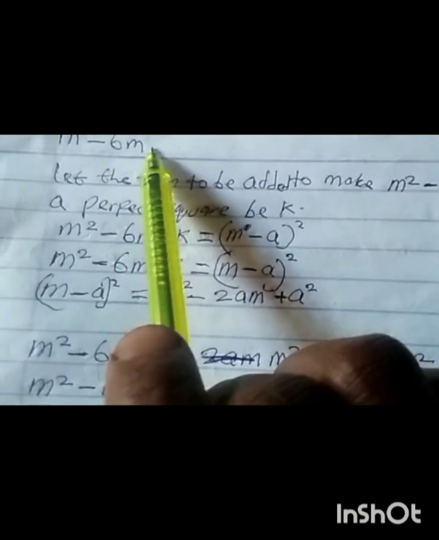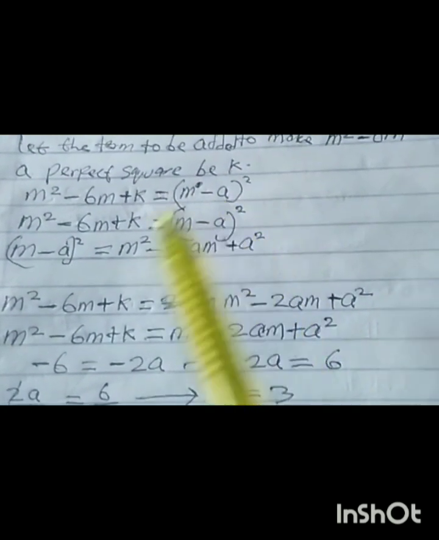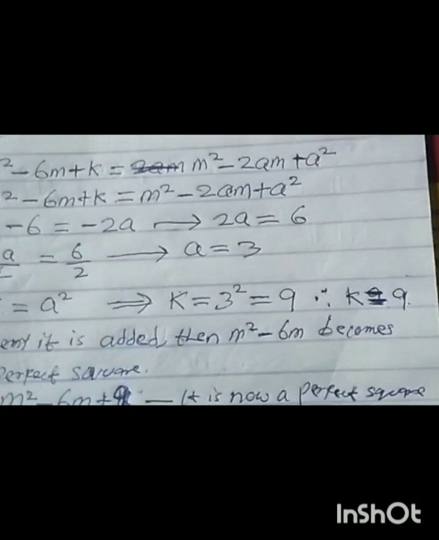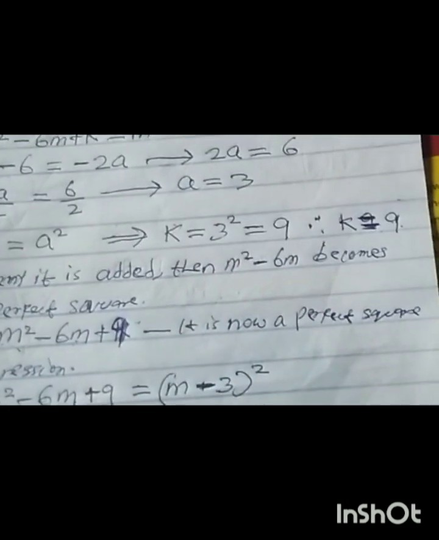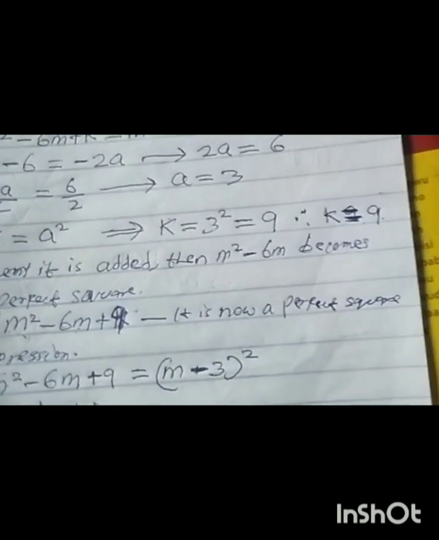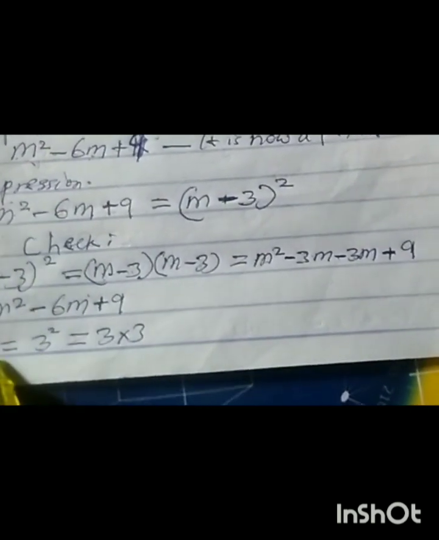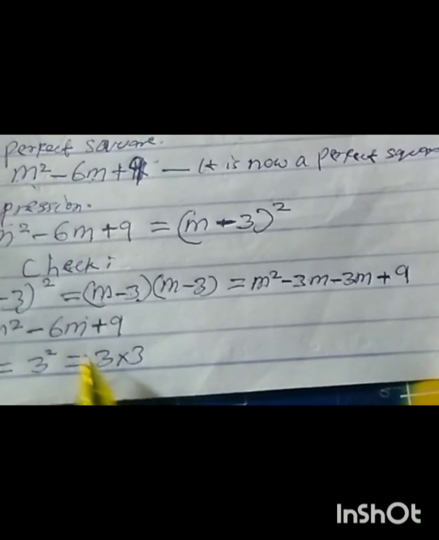So you can see that we have gotten back the perfect square expression. Initially m squared minus 6m was not a perfect square expression, so we were asked to find a term to be added to m squared minus 6m to make it a perfect square. At the end of the manipulation, we got the term to be added as 9. So now we have m squared minus 6m plus 9, a perfect square. To check, you factor it, and you arrive at m minus 3 squared. Just like how 9, which is a perfect square, is 3 squared, that is 3 times 3.